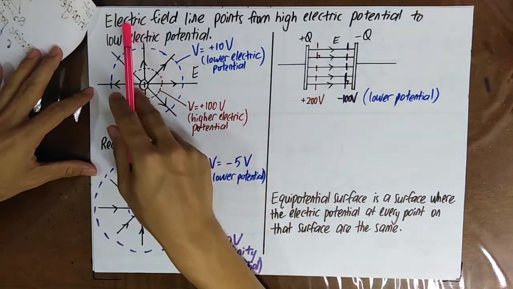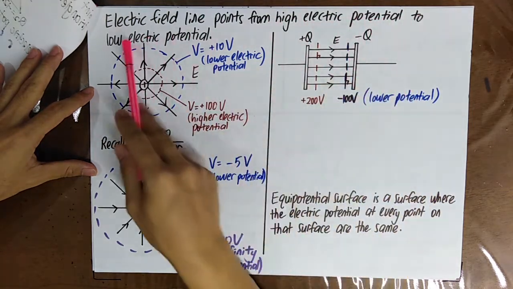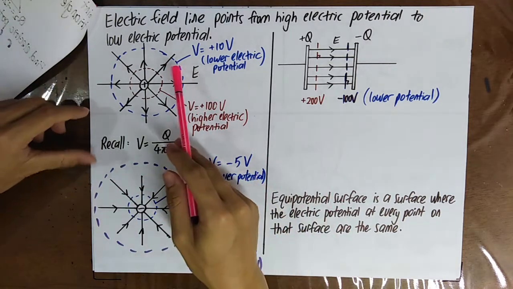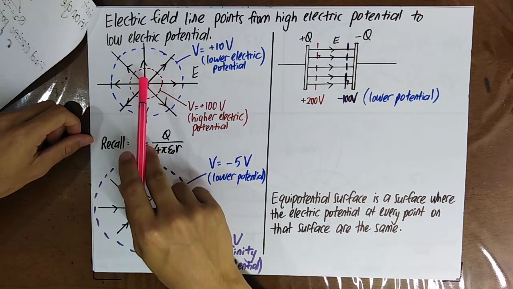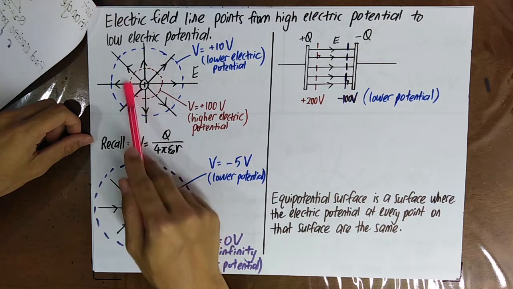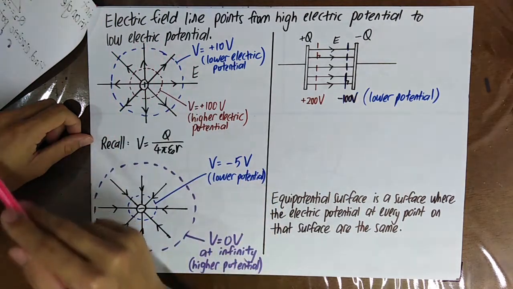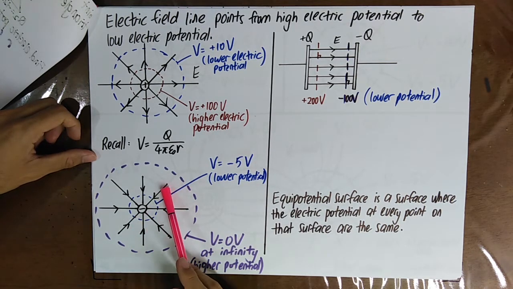So remember that the electric field line will point from the region of higher electric potential to the region of lower electric potential. For example, you remember that the electric field from a positive point charge will point away from the positive point charge. That means that here has a higher potential and here has a lower potential. And then for a negatively charged particle, the electric field will point towards the negatively charged particle. So you know that here has a lower potential, here has a higher electric potential.